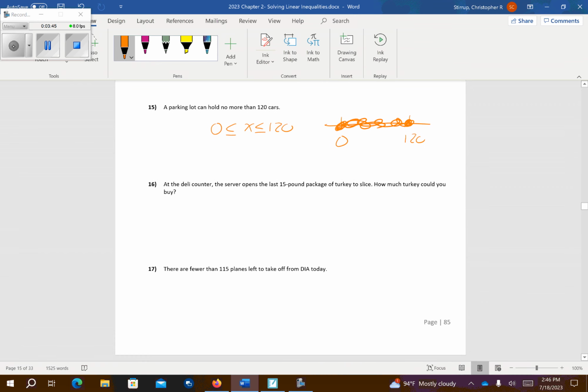And number 17, there are fewer than 115 planes left to take off from DIA today. So there's 0 is less than or equal to, because you have no planes, up to 115. So from 0 to 115 planes. And a solid dot, shade in between. There you go.